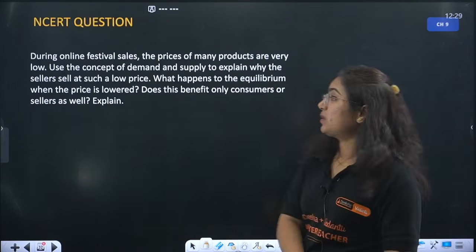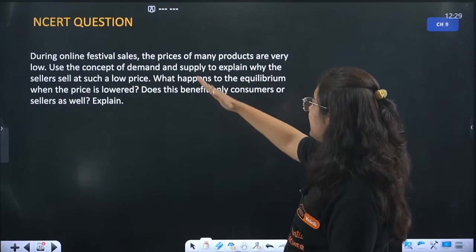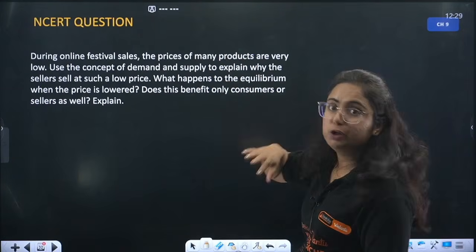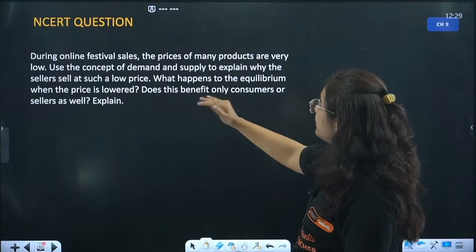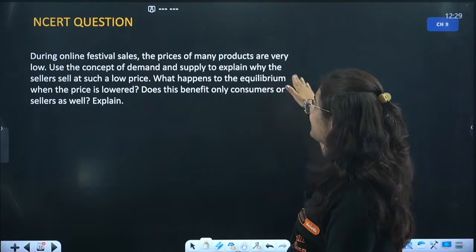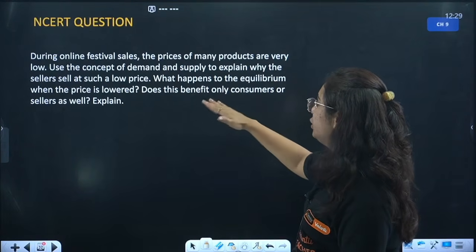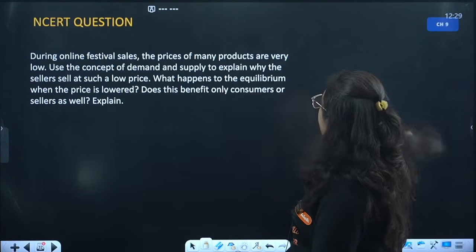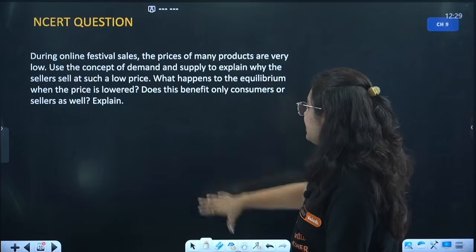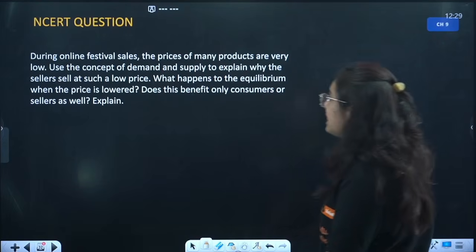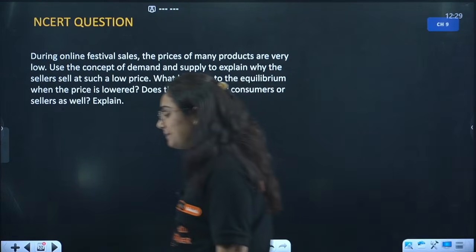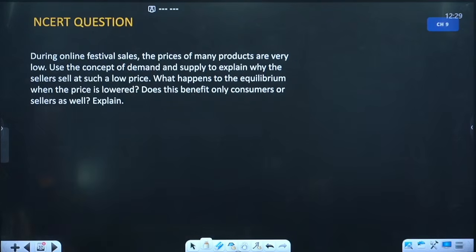Okay? Next question. During online festival sales, the prices of many products are very low. Why are they low? Use the concept of demand and supply to explain why the seller sells at such low prices. What happens to equilibrium when the price is low? Does this benefit only customers or sellers as well? Explain. So beta, what happened?